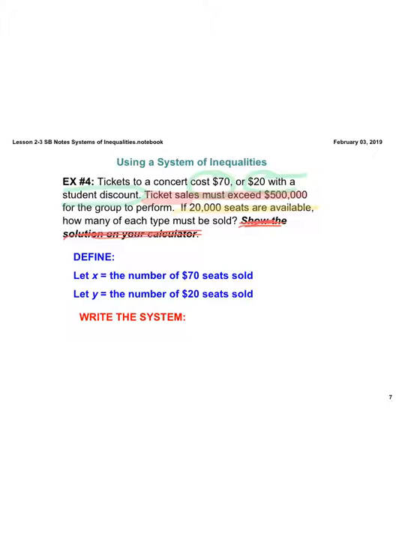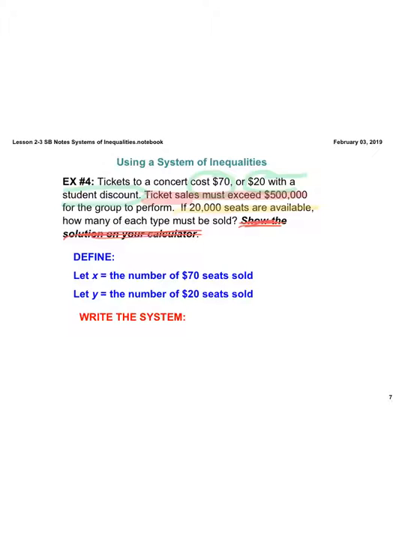So we're going to let X be the number of $70 seats sold, that's your normal price, and we're going to let Y be the number of $20 seats sold. You could switch these around if you wanted to. In this particular case, it doesn't matter. So that's your first step, is to define the variables.